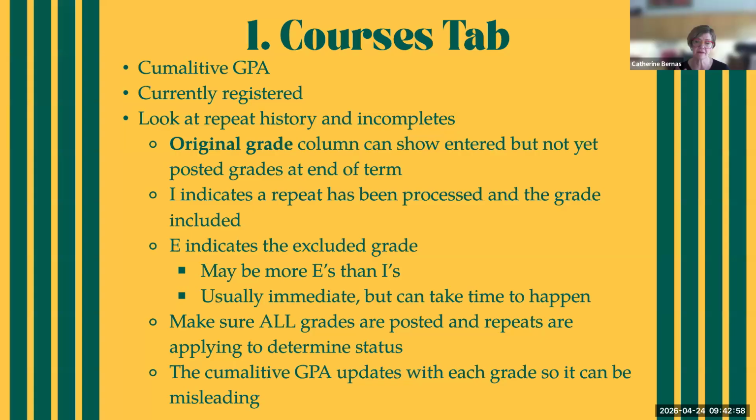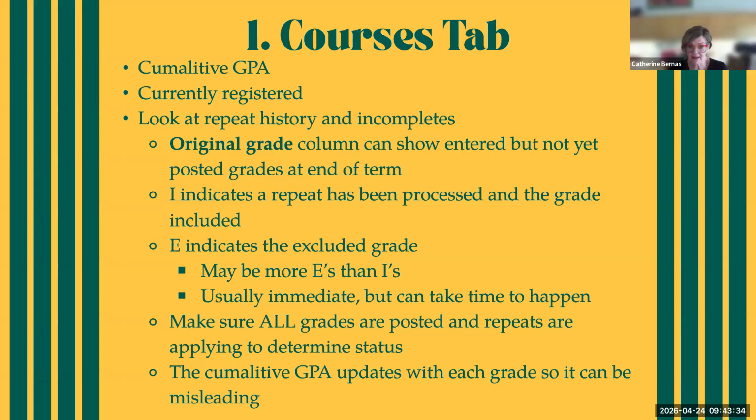Any I's in the repeat column will let me know if the repeat has been processed, and that original grade will have an E next to it, indicating that it's been excluded from the GPA. And then the final attempt will have an I, letting me know that that grade has been included in the GPA. If you do not see that E and that I next to the original and then the subsequent repeat, that's an indication that the repeat has not yet been processed.